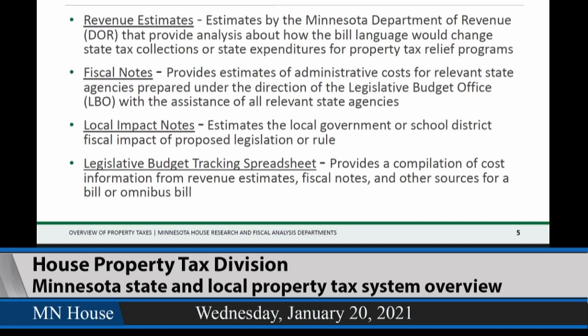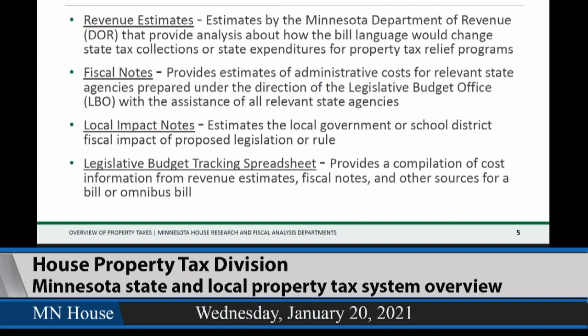The next tool is a fiscal note. A fiscal note estimates the administrative cost of a program or operations of a state agency. It is different from a revenue estimate that's prepared by the Department of Revenue, in that a fiscal note is prepared by one or more state agencies impacted by the bill, and the fiscal note process is administered by the Legislative Budget Office. Sometimes a bill can have both a revenue estimate and a fiscal note. If you're uncertain about the revenue or cost impact of your bill, or you need assistance, once again, please ask me or my colleague, Cynthia Templin.